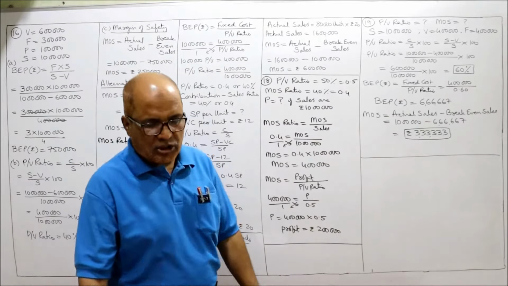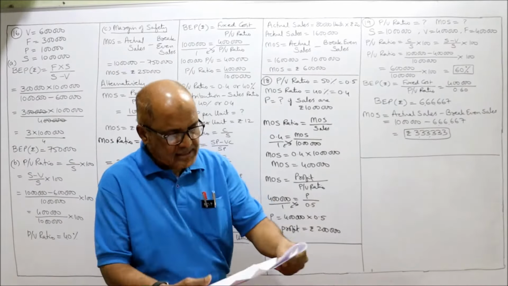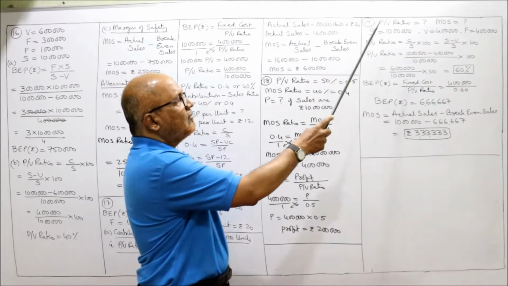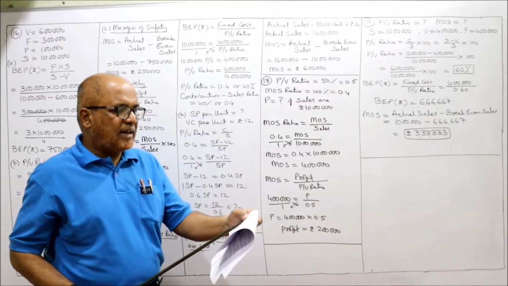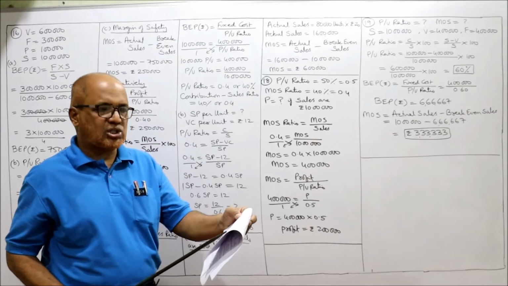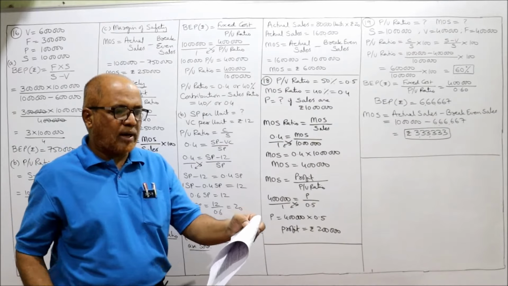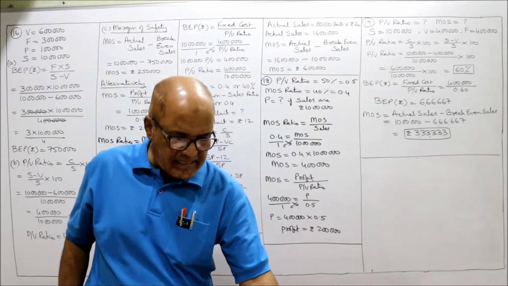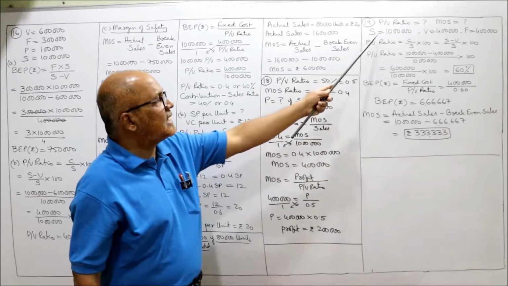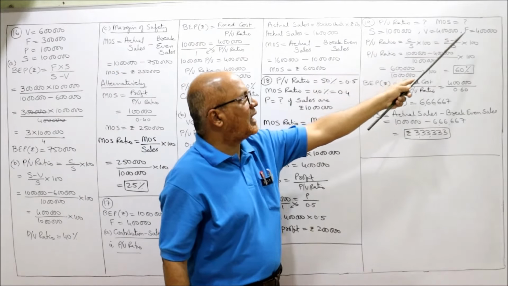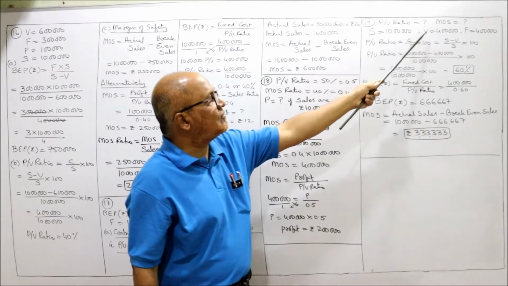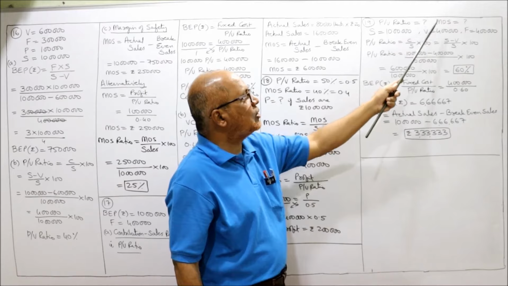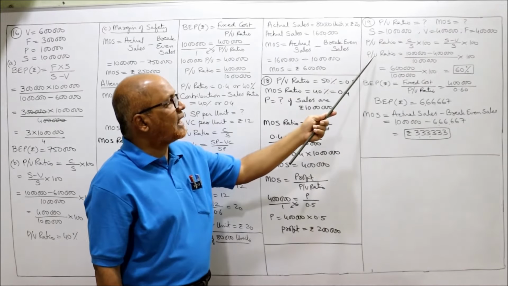Now, next, the 19th problem. See the 19th one. Find PV ratio and MOS. We have to find out PV ratio and MOS, so I have written here PV ratio question mark, MOS question mark. What is given? When sales, variable cost and fixed cost are 10 lakh, 4 lakh and 4 lakh respectively. Sales are given 10 lakh, variable cost 4 lakh, fixed cost 4 lakh. From these three pieces of information, we have to find out PV ratio and MOS.